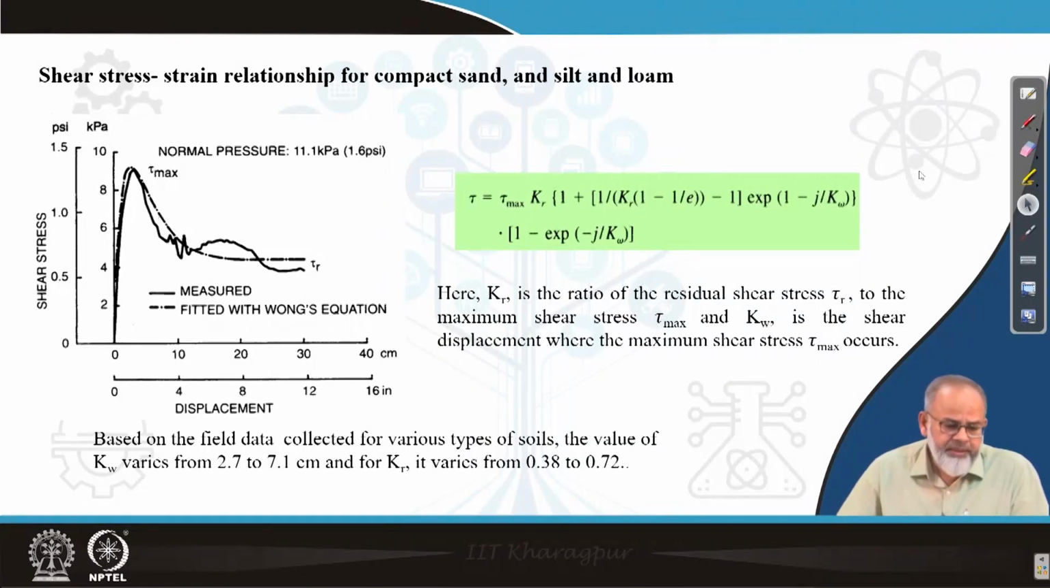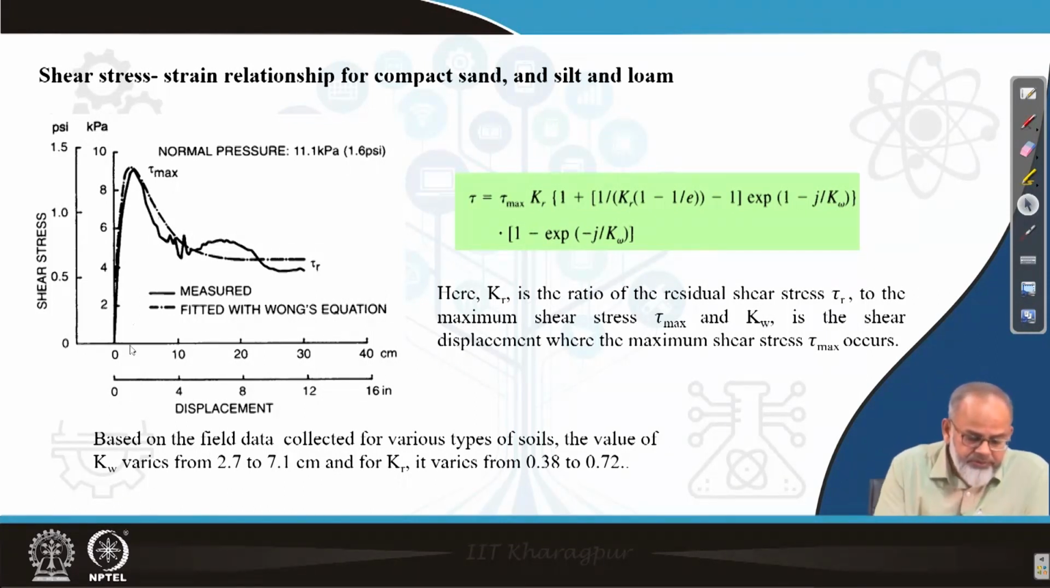Next relationship is what is observed for compact sand, silt and loam. Whether it is a compact sand, a silt soil, or a loamy soil, for all these three conditions you will experience a curve like this, which is shown on the left side of the slide. Initially it rises at a very fast rate, then it reaches a peak, after that it goes down and then remains almost static.